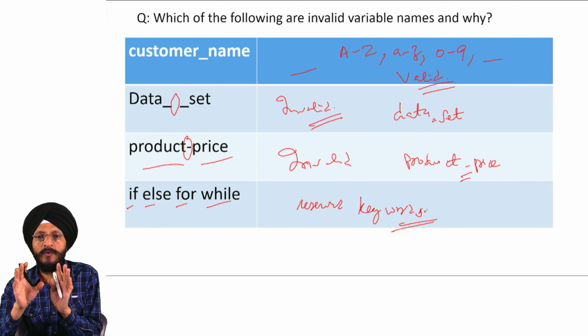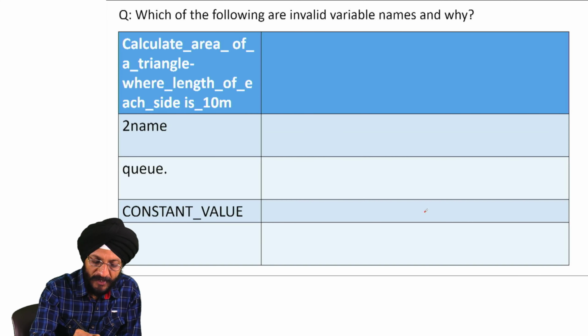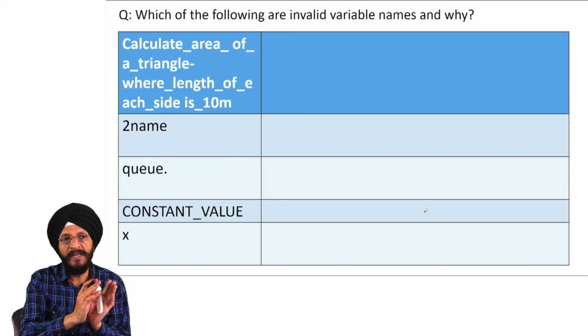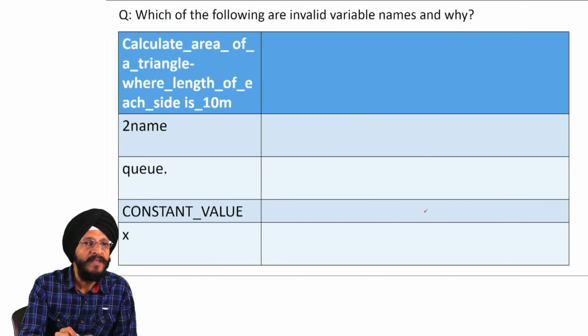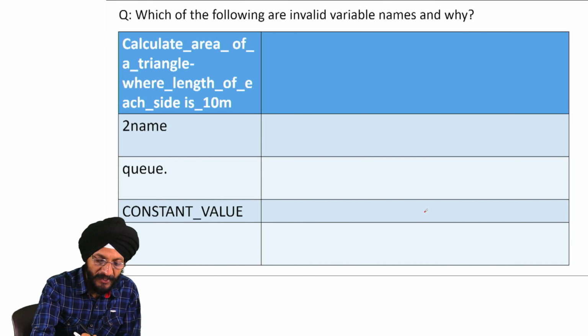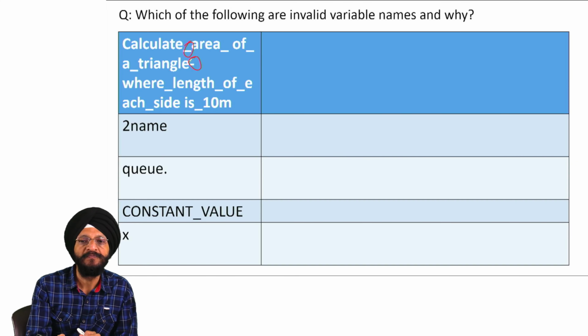They cannot be used as variable names. Now here we have a variable name, calculate-area-of-a-triangle where length of each side is 10 meter. Here we are making use of underscore as well as hyphen.